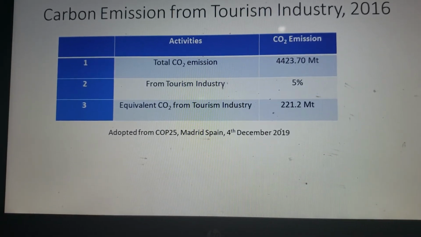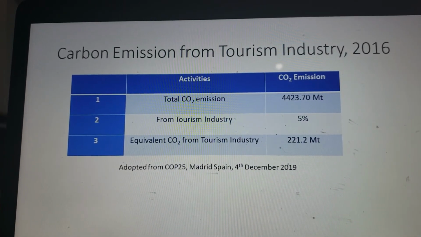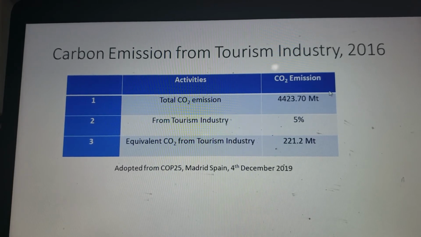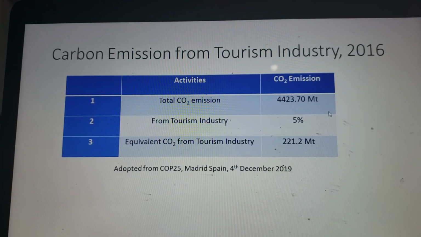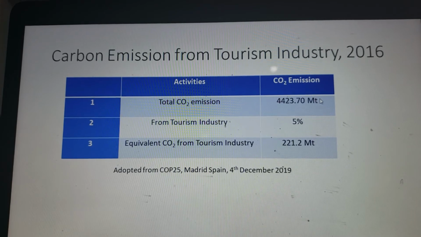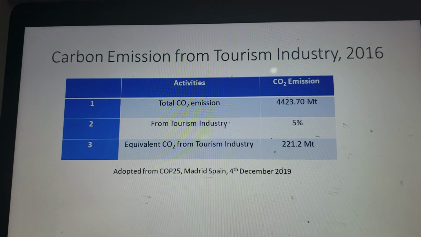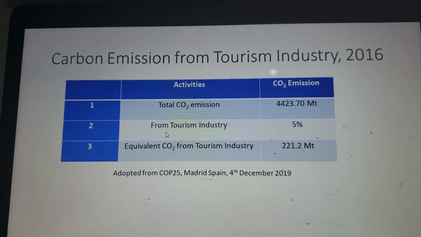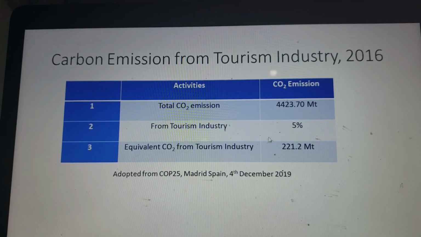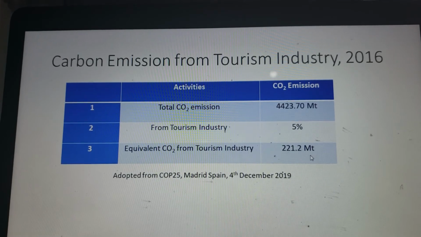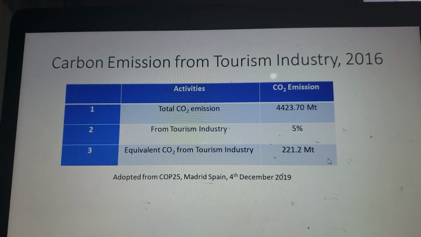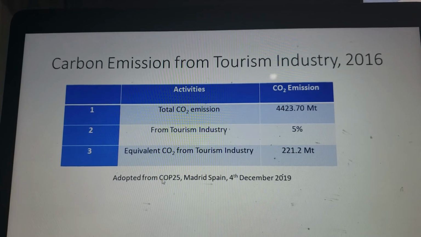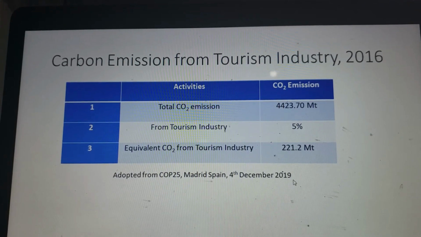In this table, it shows clearly the total amount of carbon emissions released to the atmosphere by activities in the world, which is approximately 4,423.7 million tons. And within that number, 5% is produced from the tourism industry, which is equivalent to 221.2 million, which is quite a big number. This information was released from the tourism industry in 2010, which was adopted from COP25, Madrid, Spain, the 4th of December 2019.